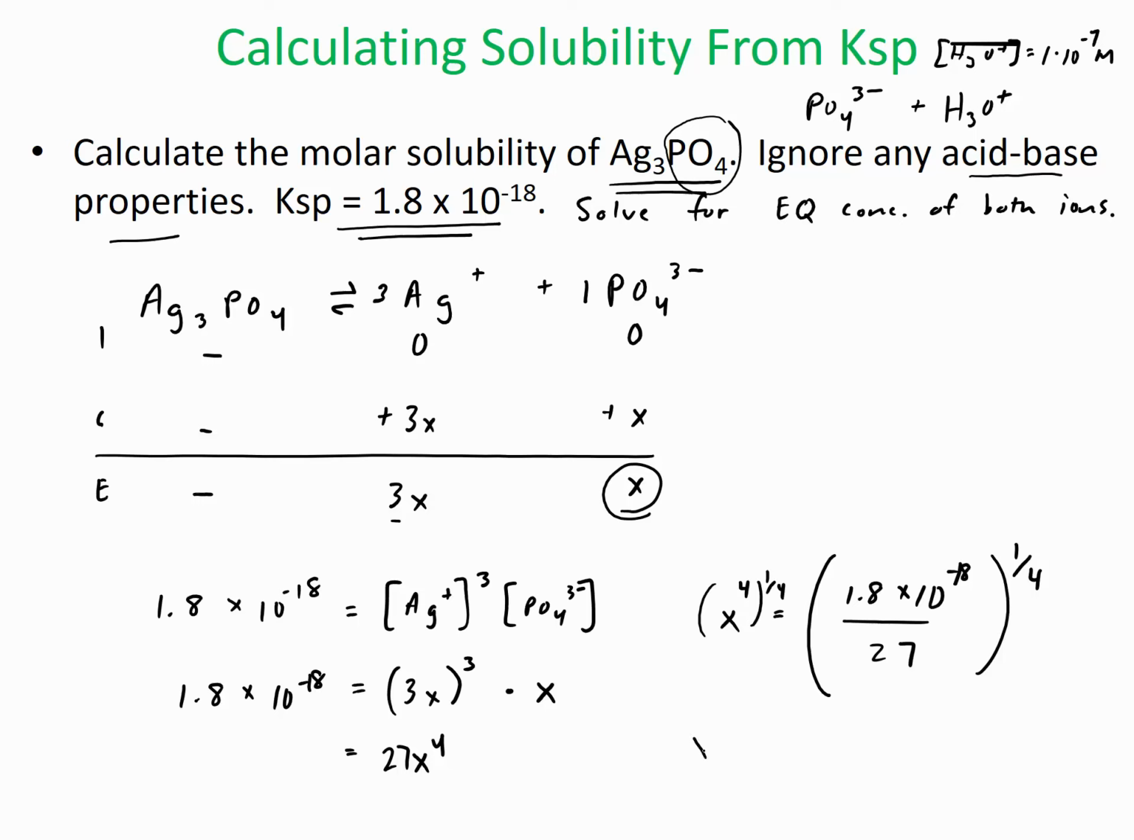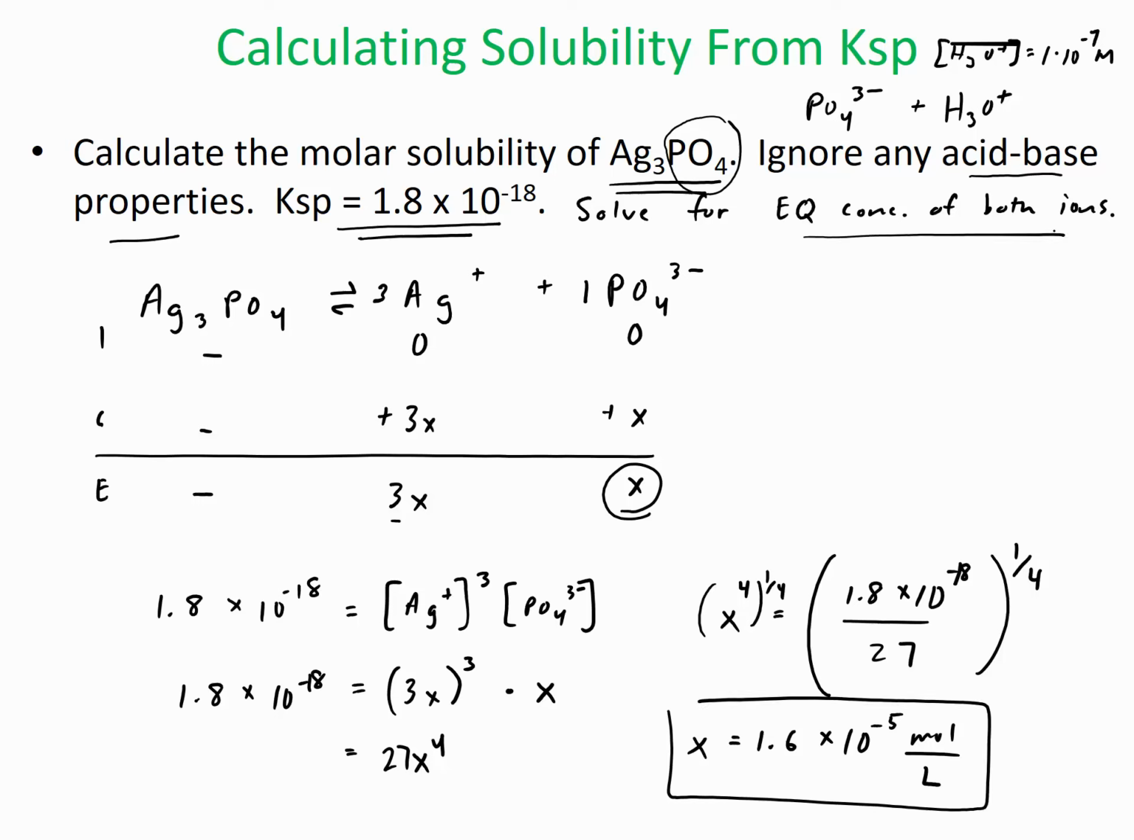So x is 1.6 times 10 to the negative 5th moles per liter. Textbooks, for some reason, they don't like to write molarity. They like to write moles per liter of ion dissolved. So this is the solubility. Okay, and it also asks to calculate the equilibrium concentration.